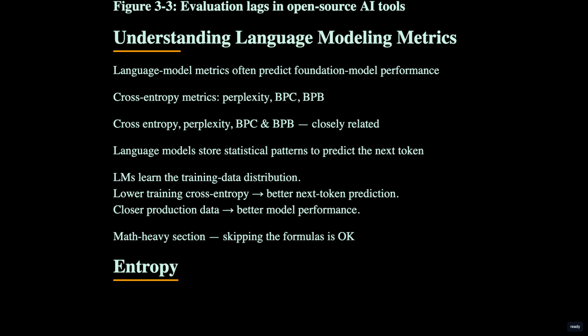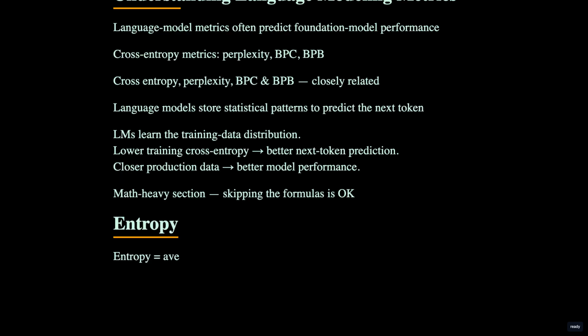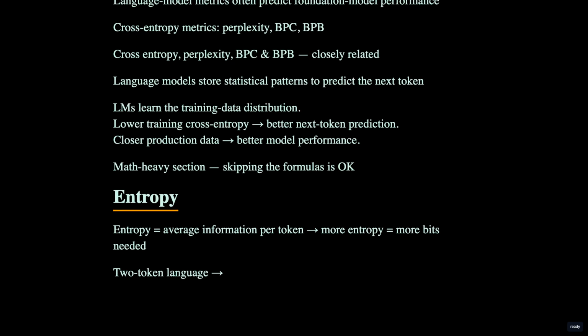In this section, you'll learn its definition, intuition, and why it matters in information theory and statistics. Entropy measures how much information, on average, a single token carries. When tokens are more unpredictable, the entropy is higher, and you therefore need more bits to represent each token without loss. Imagine a language that labels positions in a square using only 2 tokens.